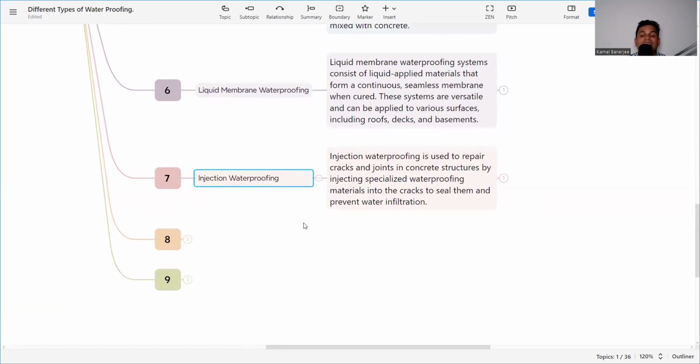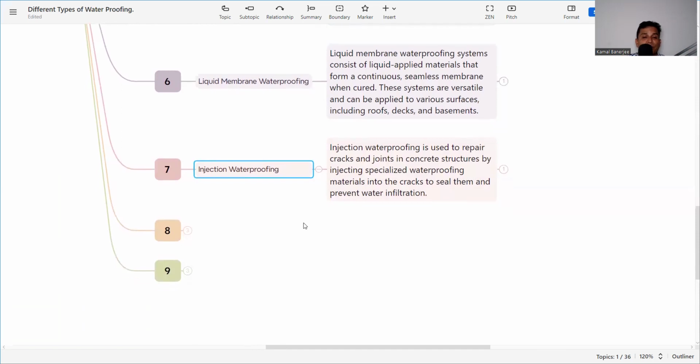You need to inject it under pressure, and you need to select the material, whether it is suitable and whether it is compatible with the concrete or not. Those are different criteria we have to consider. And also for this application, you need specially trained people who know better how to do the injection waterproofing. So these are the different methods.